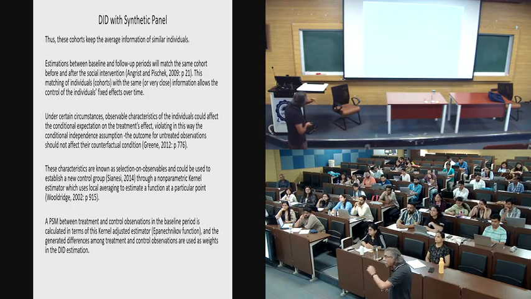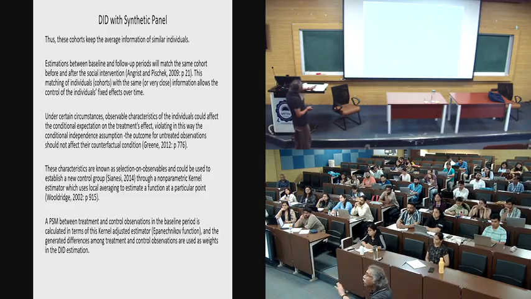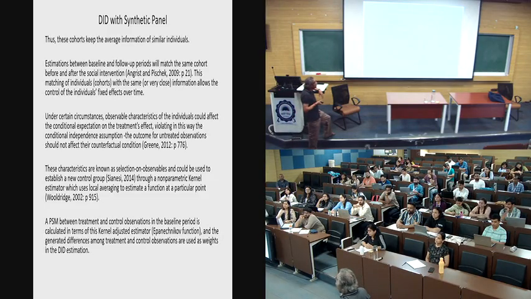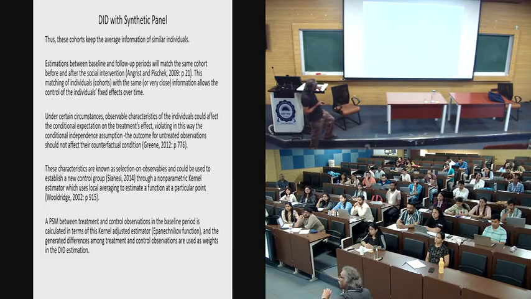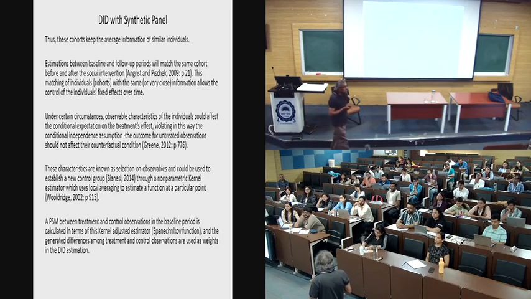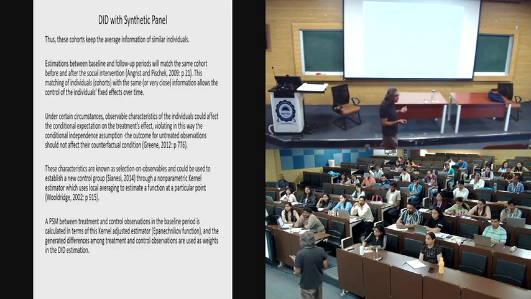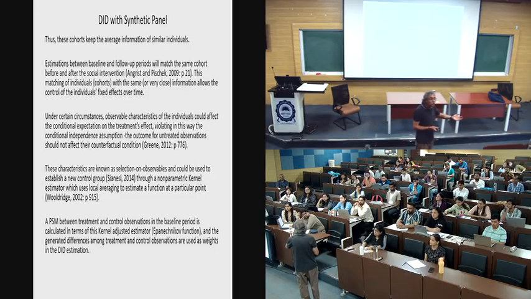And then that could be established as a new control group through a non-parametric kernel estimator. And all I do is create this local average to estimate a function at a particular point of time. I can also do something like a PSM. How? Between treatment and control observations in the baseline period. So I did not form it, right? I mean, I form it, but the program did not take place.